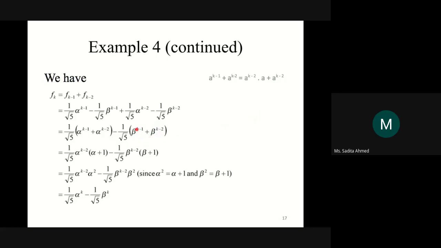We'll do the same thing here for beta as well. We have beta to the power of k minus 1 here. K minus 1 is also equal to k minus 2 plus 1. So we can break it down. If it is k minus 2 plus 1, then we get beta to the power of k minus 2 multiplied with beta. And here we have beta to the power of k minus 2. If we take beta to the power of k minus 2 common, from here we get beta and from here we get 1. So beta plus 1.